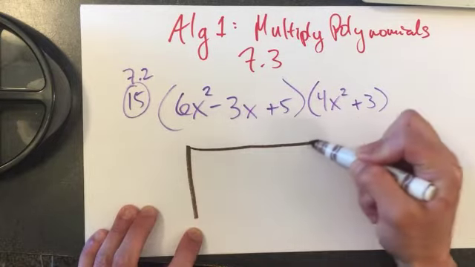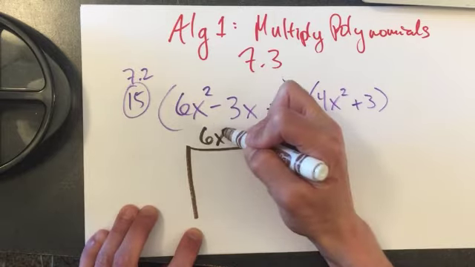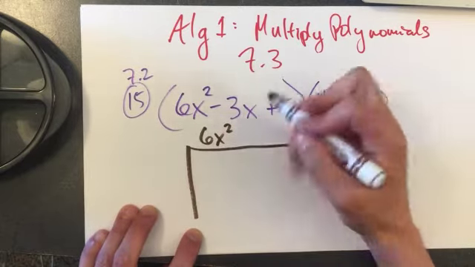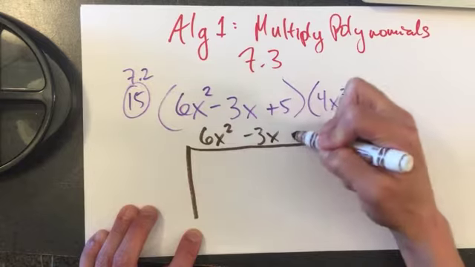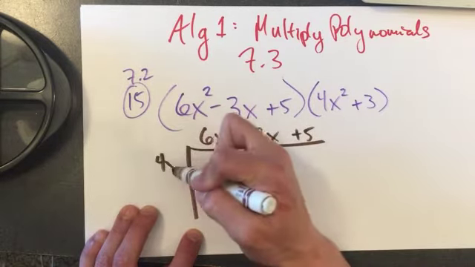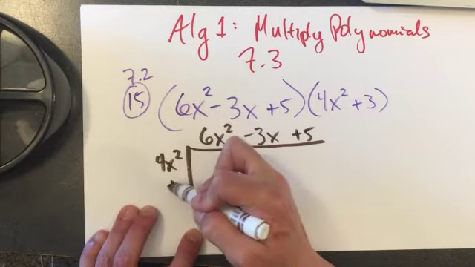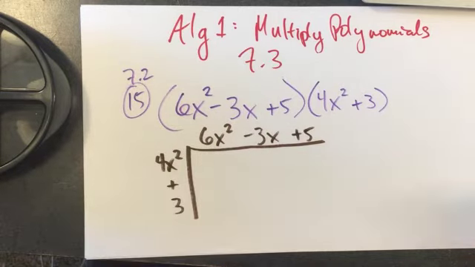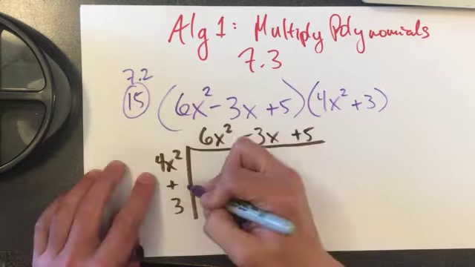So I can put the first one here. I have 6x squared. I'm going to make sure it's in standard form. It is minus 3x. We get the plus 5 here. And I'm going to write this over here, the 4x squared, and we write the plus 3. So what this allows us to do is make sure we don't miss anything.